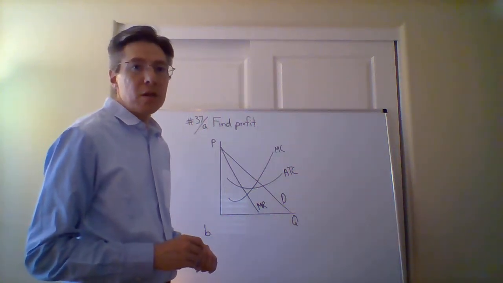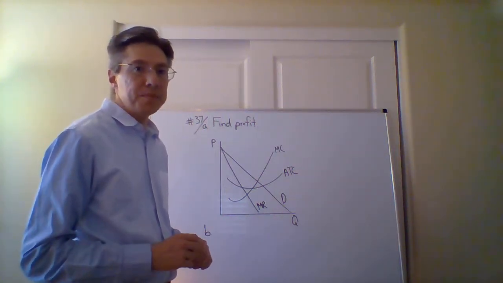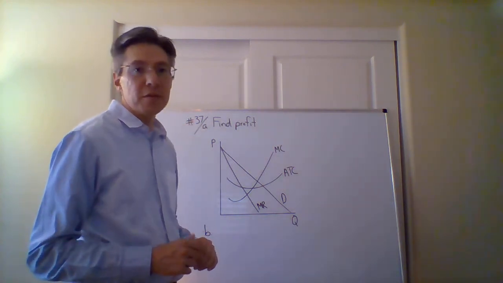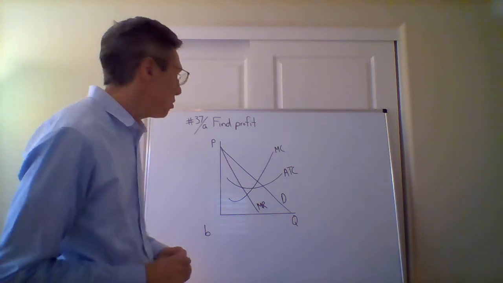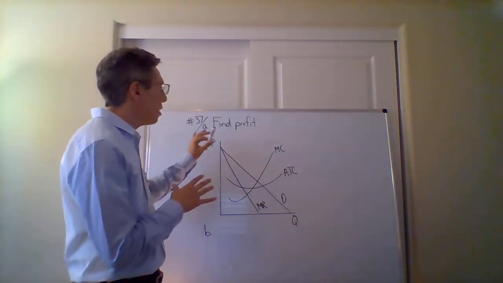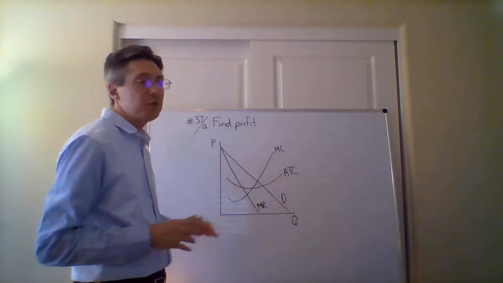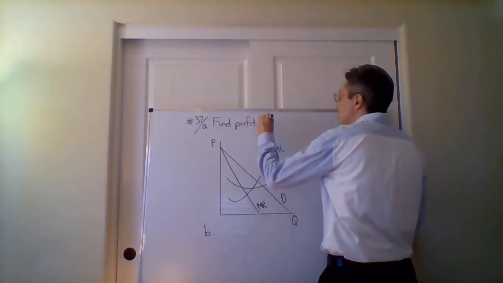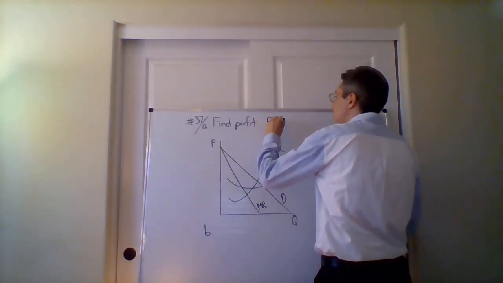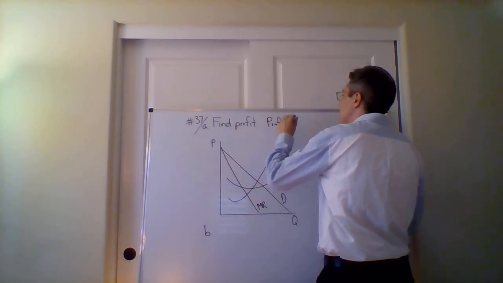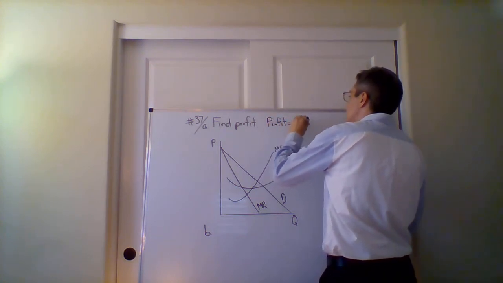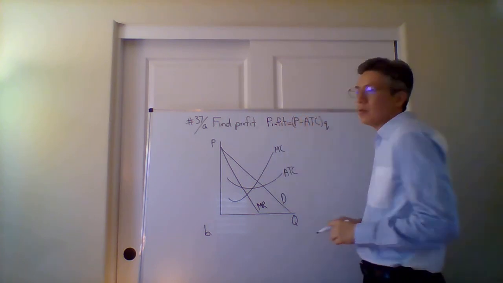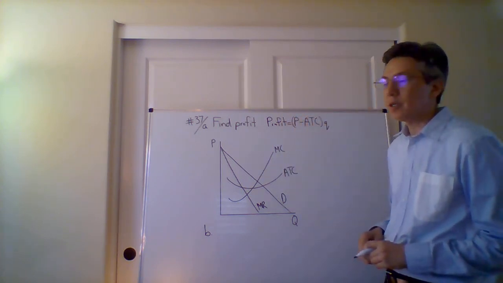So now that we have the graph of the monopoly, what we want to be able to do is solve this practice problem number 37 of finding profit. And so remember, what do we have in order to be able to find profit? We have a formula specifically for graphs. And so this formula or equation, remember, is price minus average total cost times the quantity.